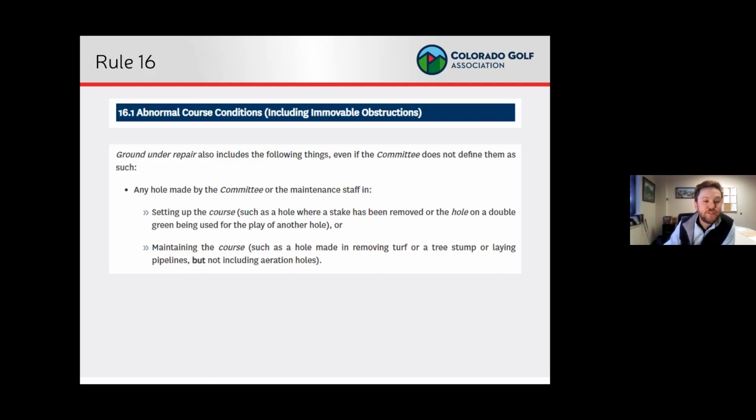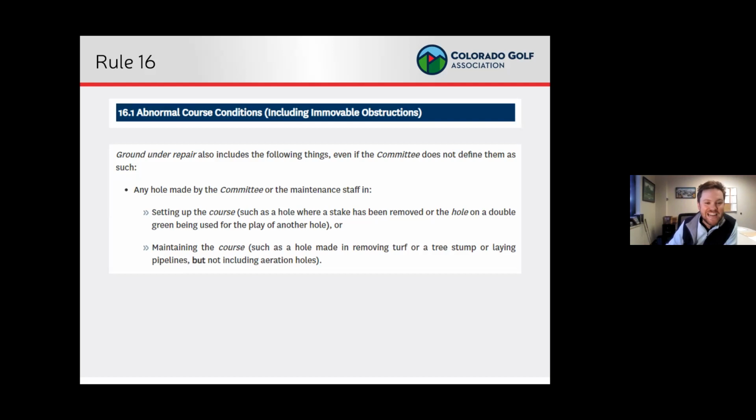So it says, first off, it's divided into 3 or 4 bullet points. The first bullet point says any hole made by the committee or maintenance staff, so the grounds crew, in setting up the course, such as the hole where a stake has been removed, or the hole of a double green being used for the play of another hole. So you see this at maybe St. Andrews, right, where there's a double green and then one hole is on the other. If you were to hit it into the other cup or the other hole on a shared green, that's, again, very technically GUR. That could get into another situation where the green could be defined as 2 separate ones. We don't really get into that.